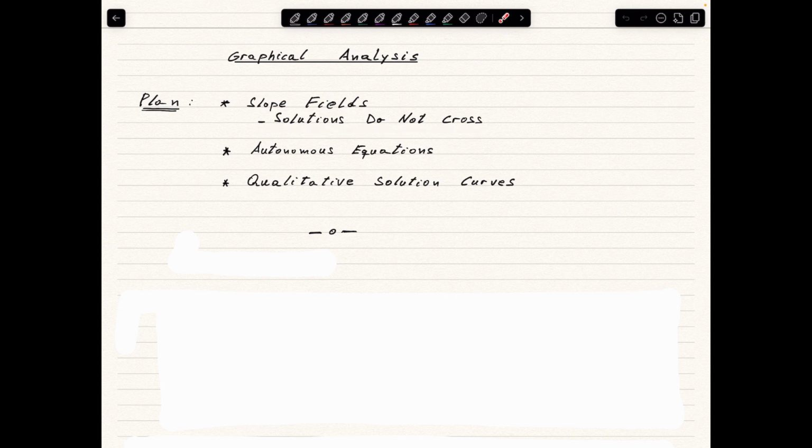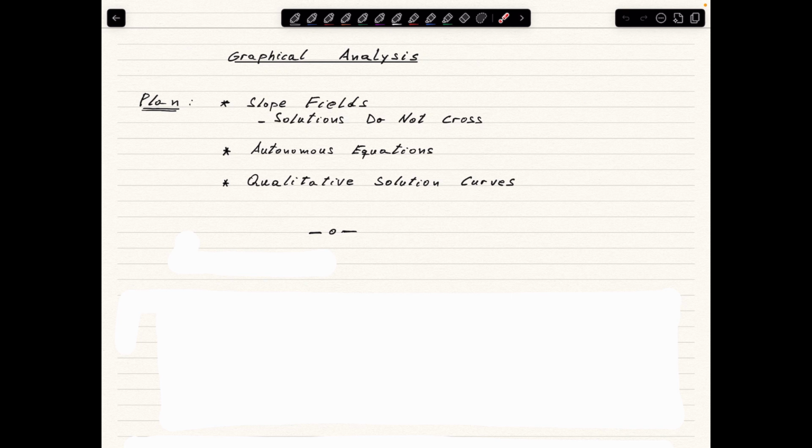Then we are going to introduce a new type of differential equations called autonomous equations, and for this particular type of differential equations we are going to introduce a way to find a qualitative graph of the solution of the differential equation without actually having to compute the exact solution. So that's the plan for the video today.